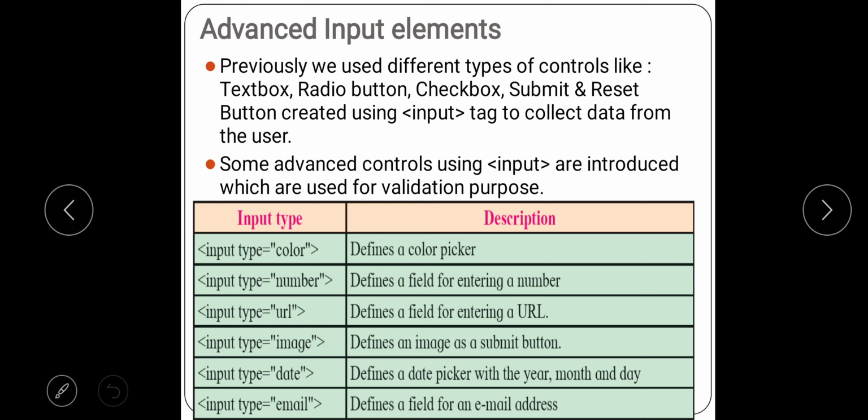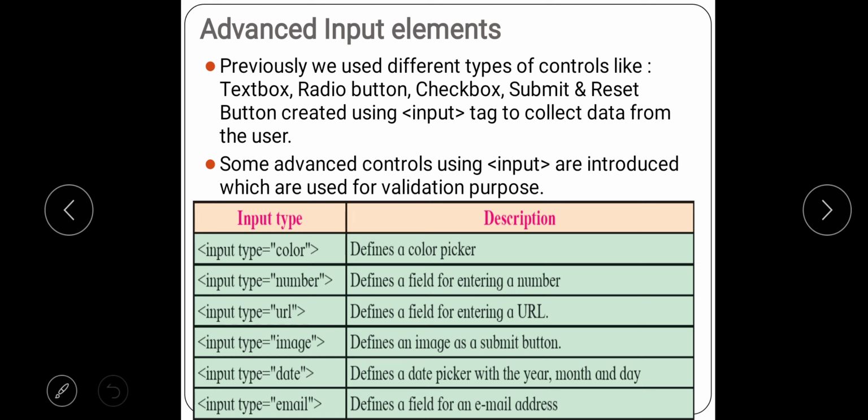Now here the actual advanced input elements start. From here onwards you have the actual 12th standard syllabus, right? Let us see what is given. Advanced input elements. Previously we used different types of controls like text box, radio button, checkbox, submit and reset button, which were created using the input tag to collect the data. Now the advanced controls are introduced, which are used for validation purposes. We will see what validation is. Let us not take more time and move to the actual controls.